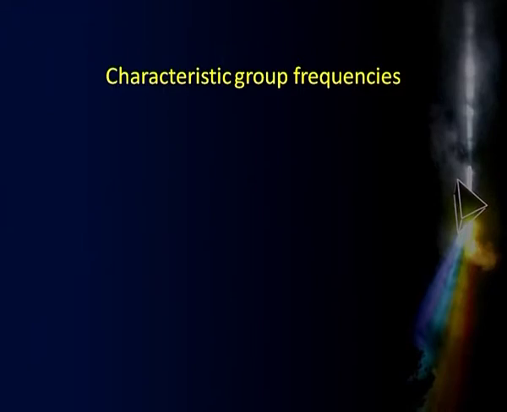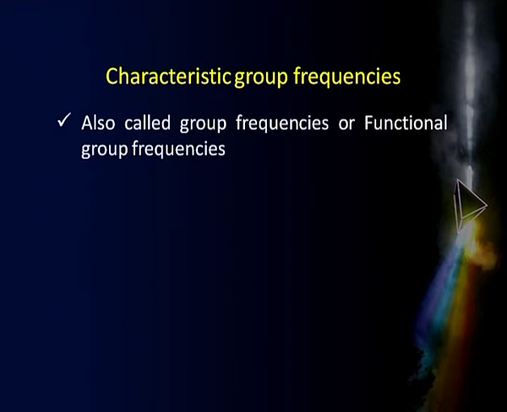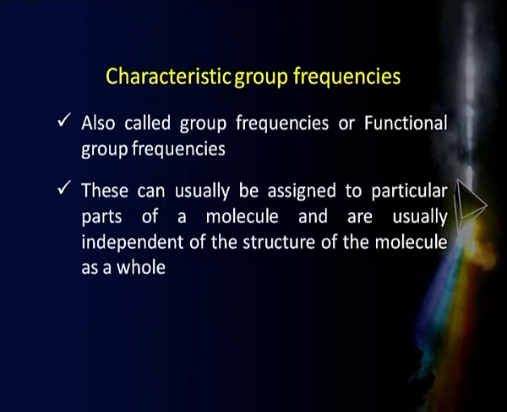Let us move on to the second group of frequencies, which are called characteristic group frequencies. These are also referred to as just group frequencies or functional group frequencies, and so on and so forth. There are a variety of ways of saying the same thing. Now, what is important is to contrast this with a skeleton vibration. Skeleton vibrations involve the whole molecule, whereas in the case of group frequencies, a small part of the molecule is involved. So, the two are very different there. These usually are assigned to a particular part of a molecule and are independent of the structure of the molecule as a whole.